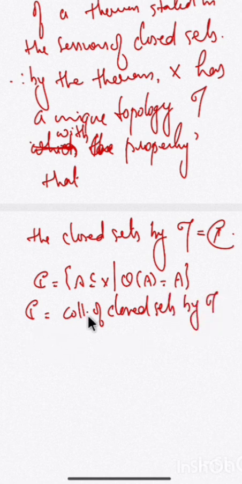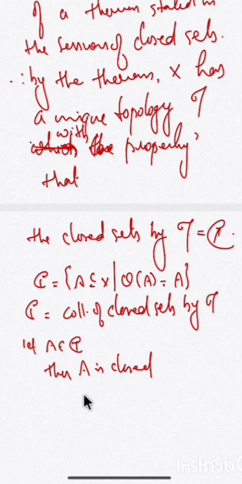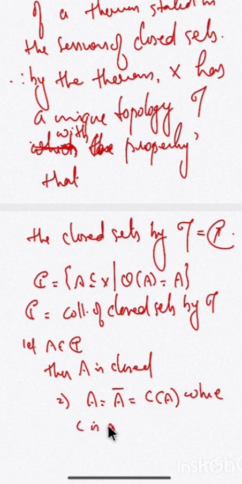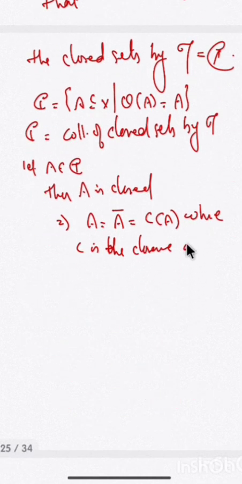Correct? So what is the closed sets property? If A is an element in this collection, then A is closed. When A is closed, A will be equal to its closure, A closure. So collection C has the property that theta of A will be equal to A, where A equals A closure. What is A closure? A closure can be considered as c of A, where c is the closure operator given by tau.